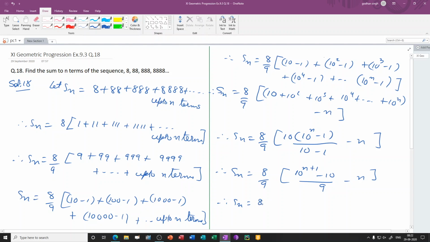and this will give us, therefore Sn equal to 8 by 81 into 10 raised to n plus 1 minus 10 minus 9n. So this will be the sum of n terms of the sequence which is given here.